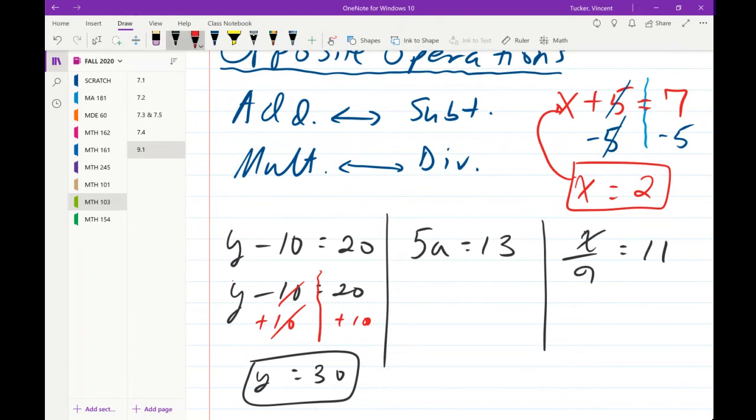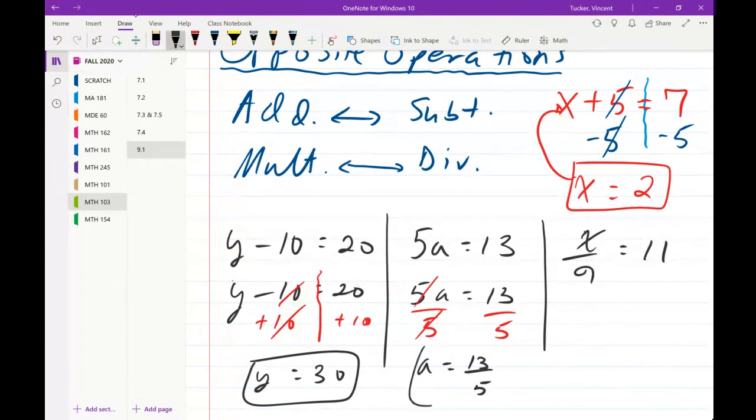Here we have 5a equal to 13. 5a is the same thing as 5 times a. So it means I would divide both sides by 5. A is equal to 13 over 5. So you don't have to convert that to a decimal. You are expected to write your fraction in simplest form, but you don't have to convert them to decimals or mixed numbers.